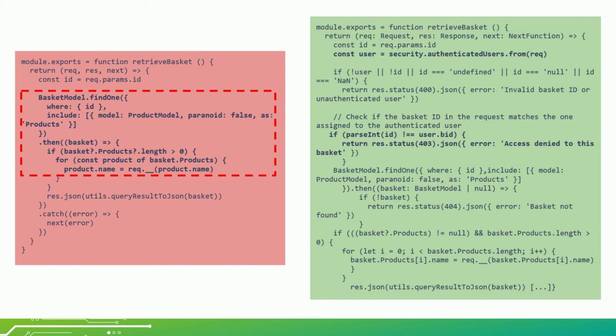Now look at the secure version on the right. The very first thing it does is extract the authenticated user from the request using security and authenticated users. Then, and this is key, it validates whether the basket ID in the request matches the basket ID assigned to that user. If not, it immediately returns a 403 Forbidden with a clear message, access denied to this basket. Only if the IDs match does it proceed to fetch and process the basket. This small check completely shuts down the broken access control vector. It's a simple step, but it makes all the difference between secure and vulnerable code.